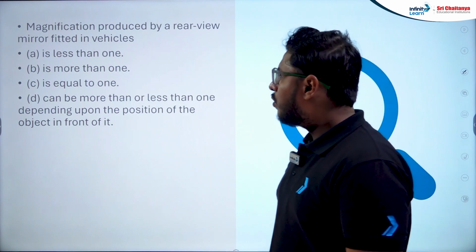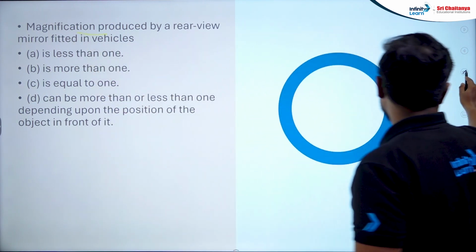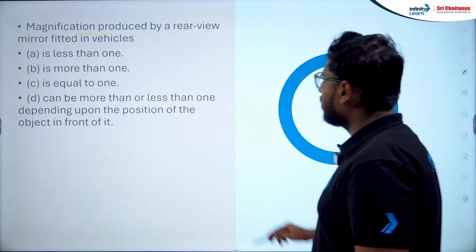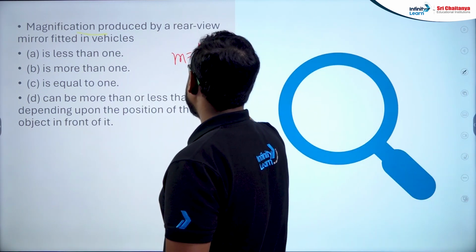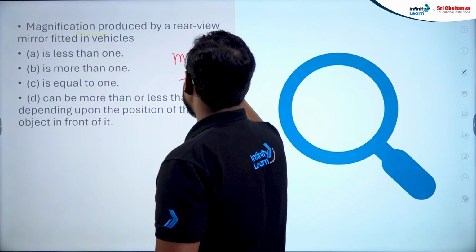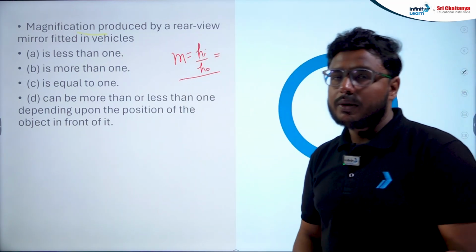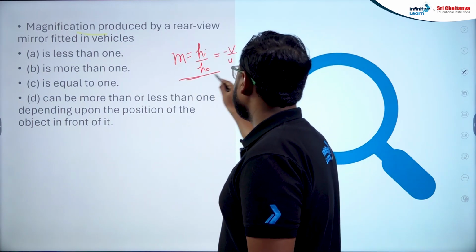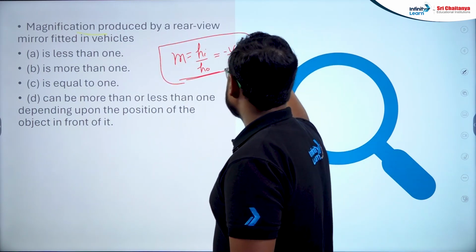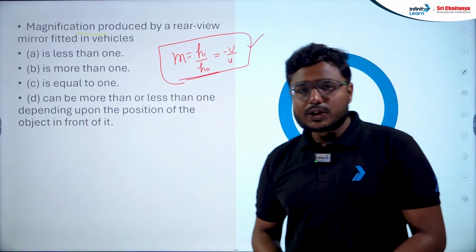Okay, so first of all it is asking you about magnification. I hope you all remember the definition of magnification. It is the ratio of the height of the image to the height of the object, right? And further, it is asking about mirrors, so in mirrors it is also equal to minus v by u, where v is the image distance and u is the object distance, right? So let's see the right answer for this question.